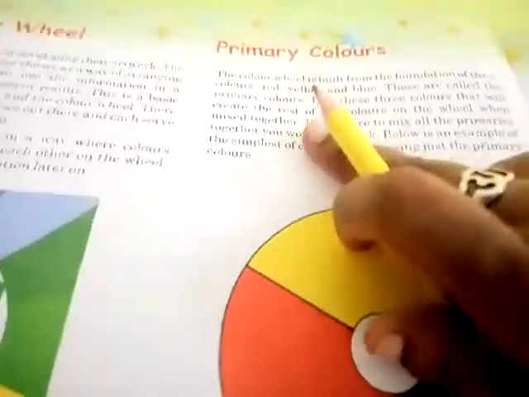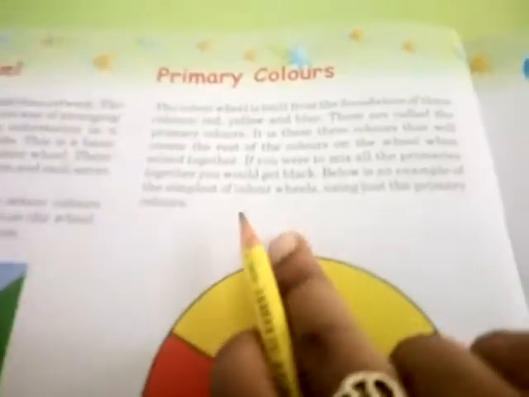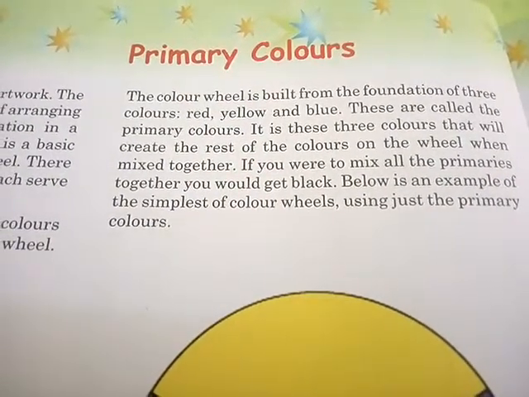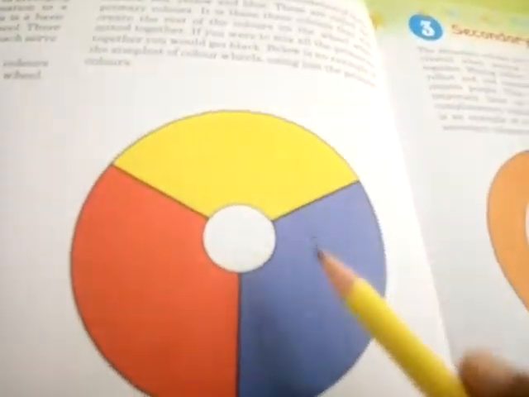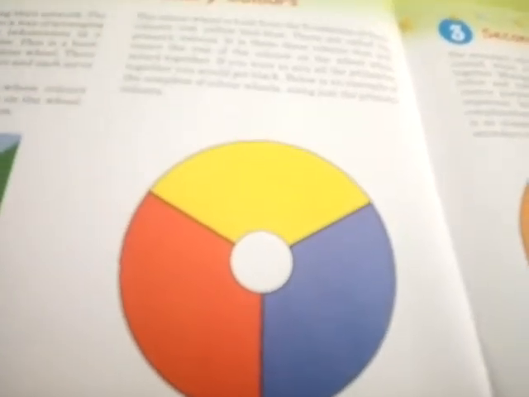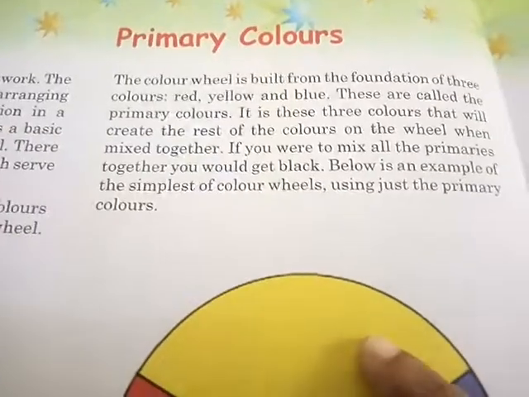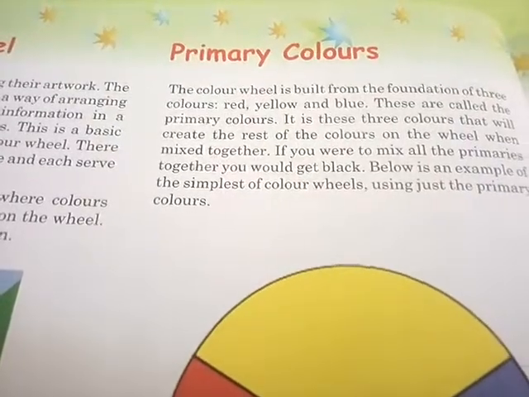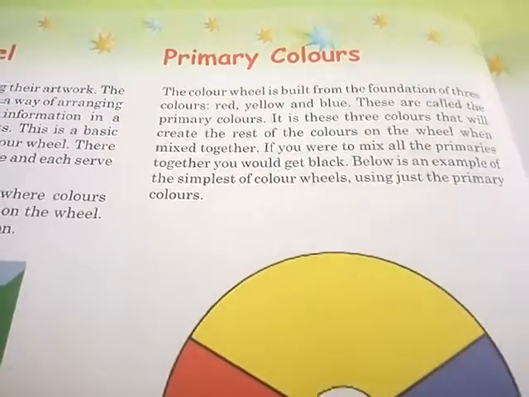And here first are the primary colors. So primary colors: the color wheel is built from the foundations of three colors. Which colors? Red, yellow and blue. Red, yellow and blue. So these are called the primary colors. It is these three colors that will create the rest of the colors on the wheel.